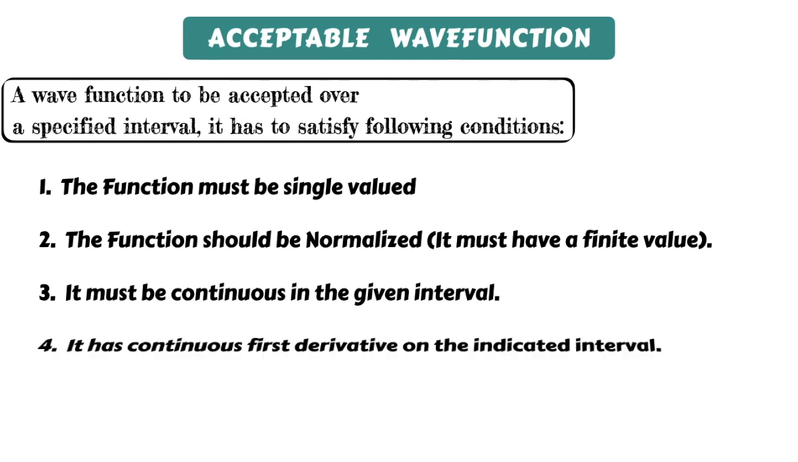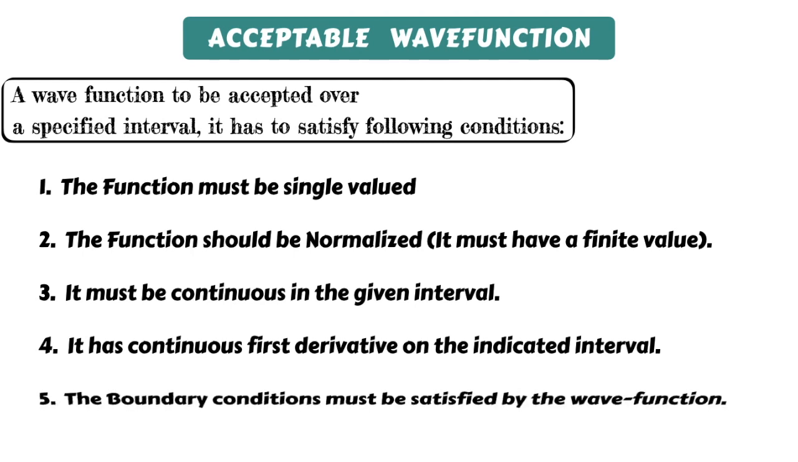The fourth important thing is about the first derivative of the wave function. If you take the first derivative, that is del by del x of that wave function, that first derivative of your wave function also has to be continuous. Okay, that is the fourth point. And the last and most important point is that it should follow the boundary conditions. What boundary conditions are and all, we'll try to understand. Okay, so now let's look at all these points one by one.